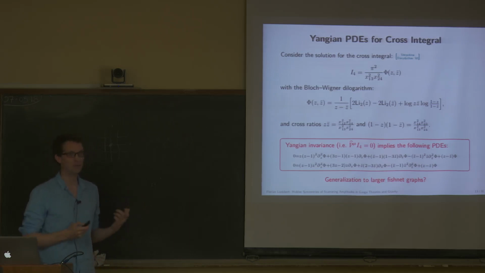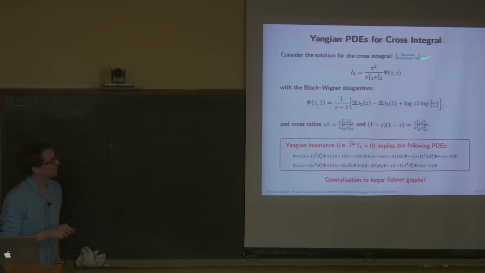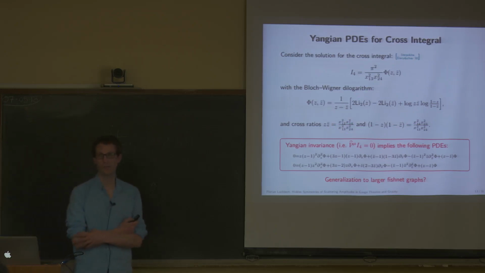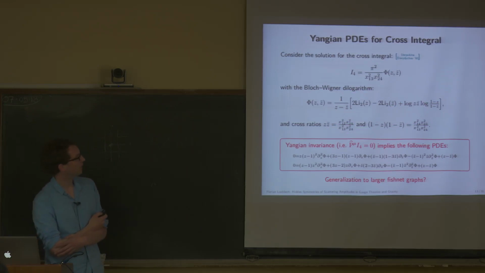And I told you before that this cross integral is actually known explicitly. Due to the conformal symmetry, it's useful to write it in terms of such a function, phi, that depends only on these conformal cross ratios, z and z bar, defined in this way. And then these people here have computed the result, which takes this form here, including these dilogarithms and logs, which gives the result to this cross integral.